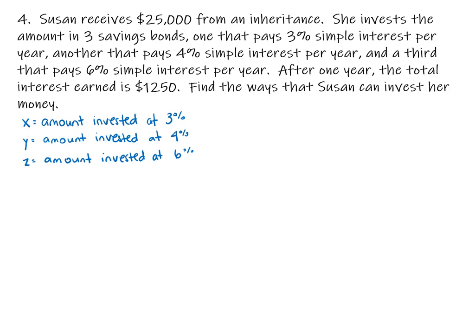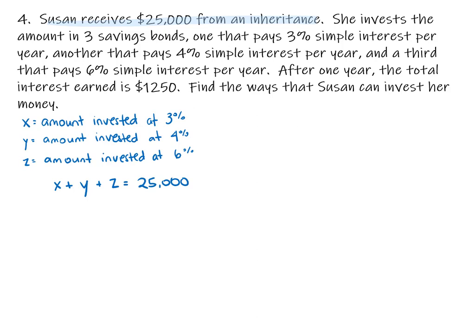Let's go ahead and set up some sentences as equations. Because we know she receives $25,000 from the inheritance and she's investing all of it, we know that the total amount invested is $25,000. So we can say x plus y plus z is $25,000.